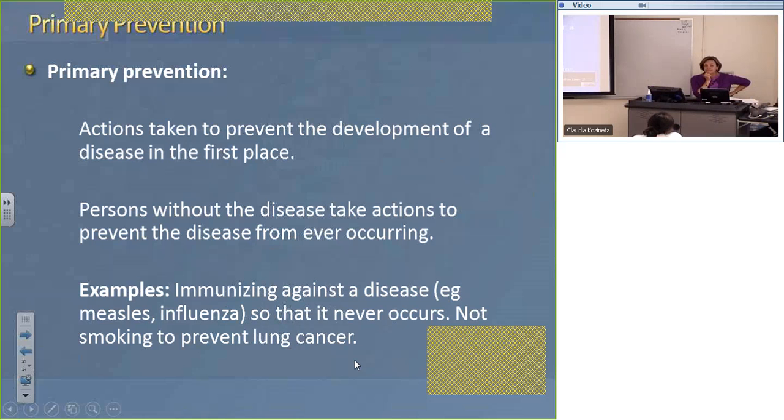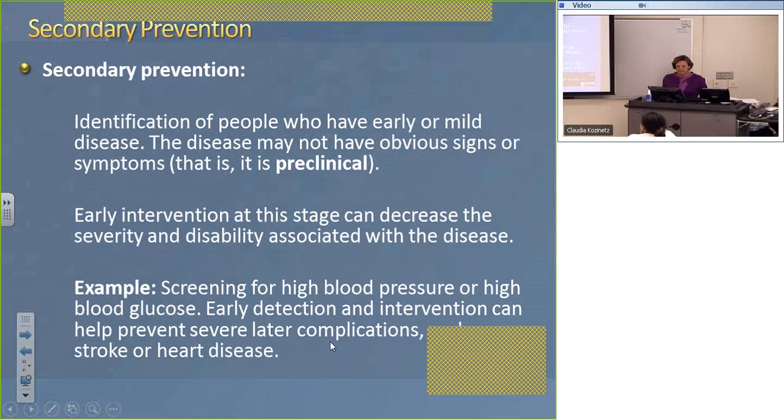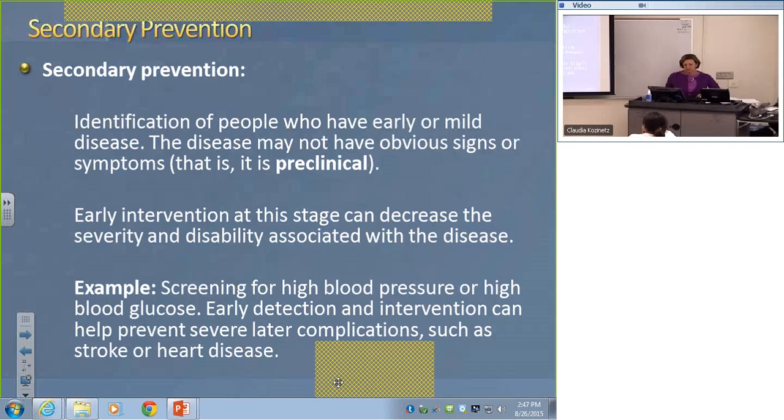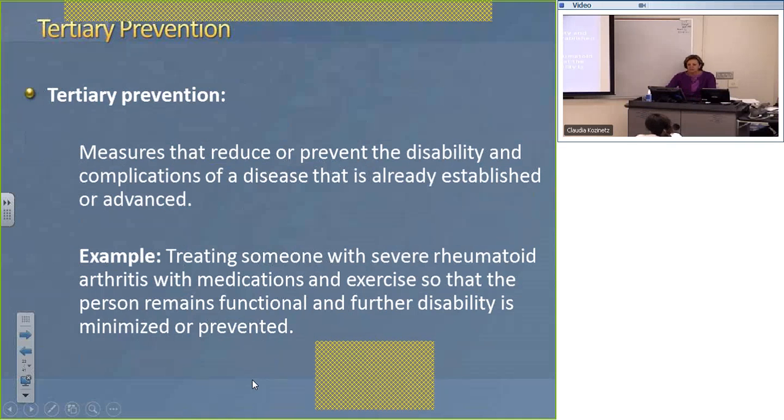Food for thought. Sometimes things aren't as straightforward as possible. An example for secondary prevention: screening for high blood pressure or high blood glucose. Early detection and intervention can help prevent severe later complications, such as stroke or heart disease. And then tertiary prevention: treating someone with severe rheumatoid arthritis with medications and exercise so that the person remains functional and further disability is minimized or prevented.